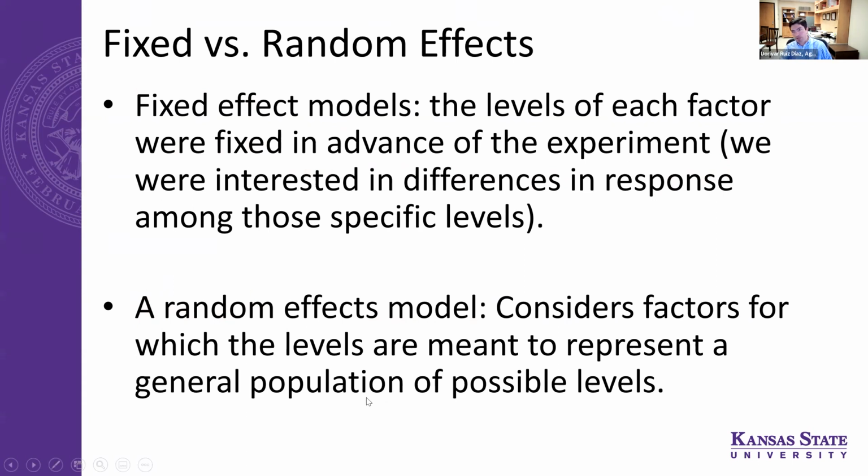In this case, we're not really interested in the average value of this factor. In the case of fixed effects, we usually want to know, what is the average yield, or what is the yield of this treatment? For this rotation or this fertilizer rate, we are interested in that mean value. In the random effect, we are not really interested in that necessarily. It's really meant to represent the general population of all possible levels.